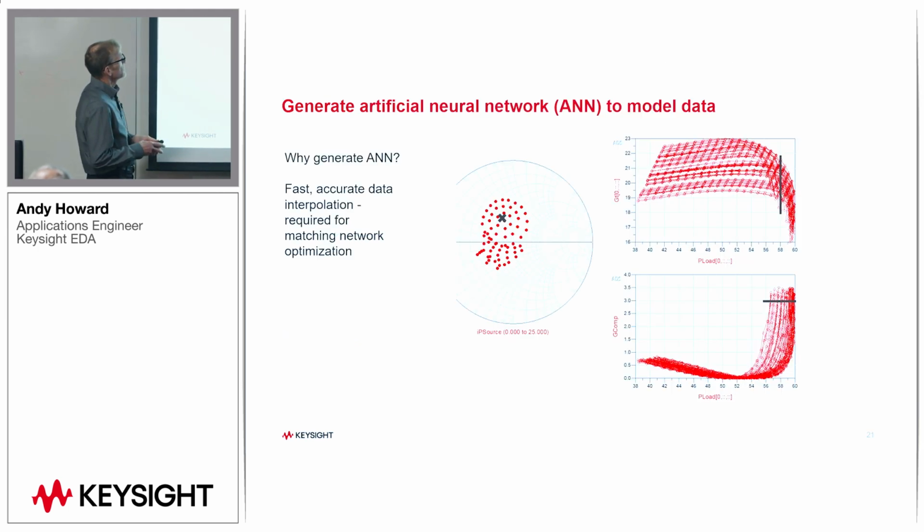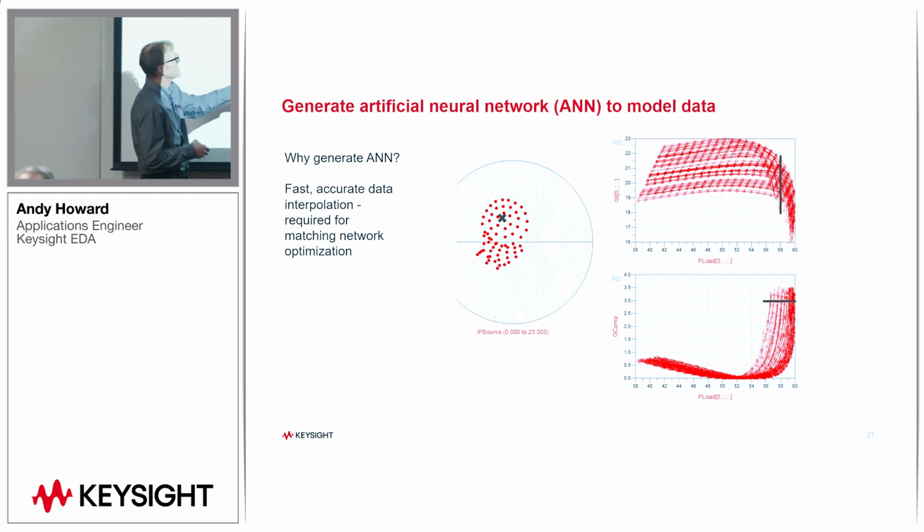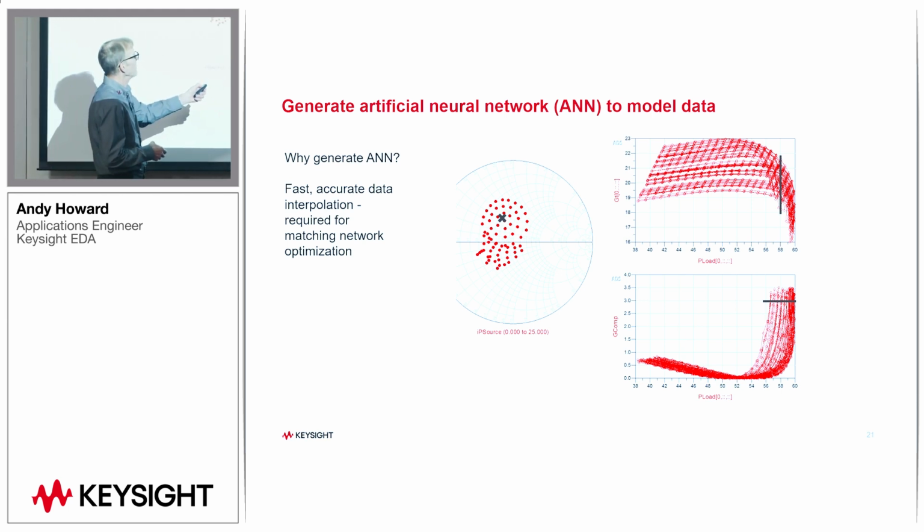Okay, so this is an example of measured load pull data. And it's not in a regular grid. It's kind of in a cloud, which is typically the case. Each one of these traces is a different measured load.